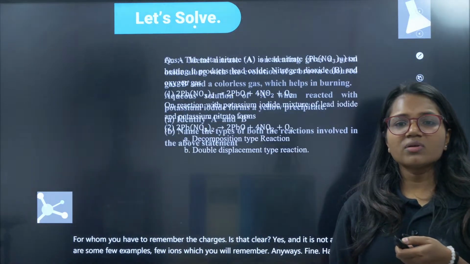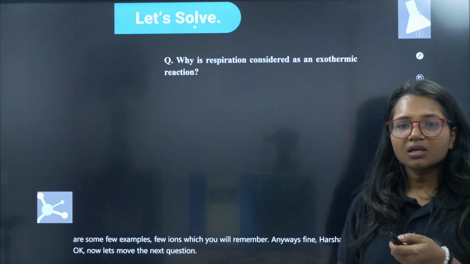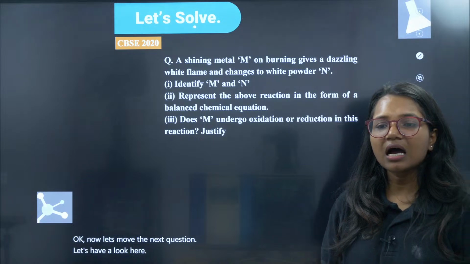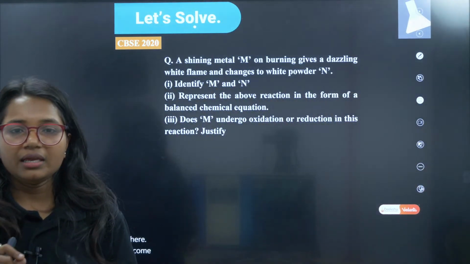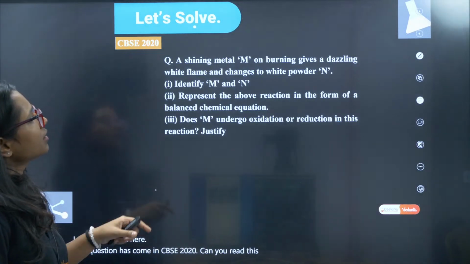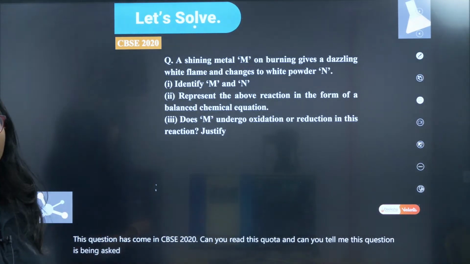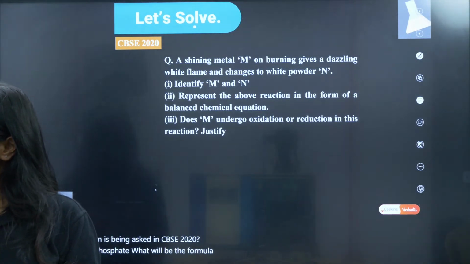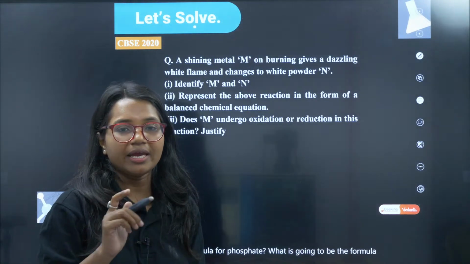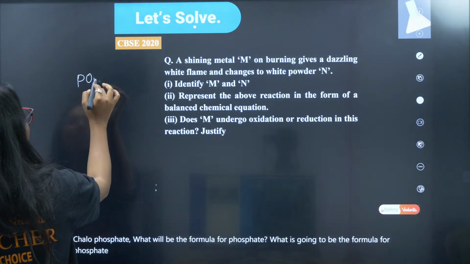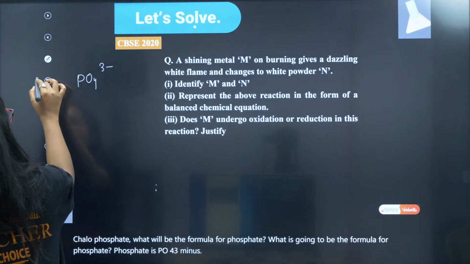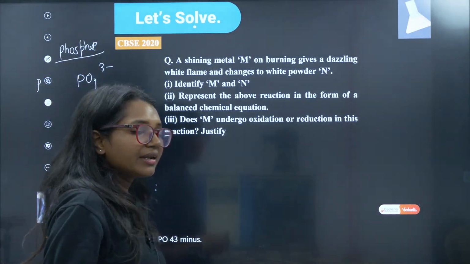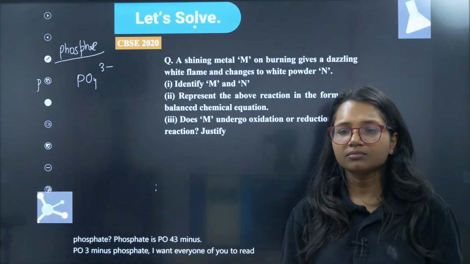Yes. Okay. Now let's move to the next question. Let's have a look here. This question has come in CBSE 2020. Can you read this question and tell me? This question was asked in CBSE 2020. Chalo. What will be the formula for phosphate? Phosphate is PO4 3 minus.